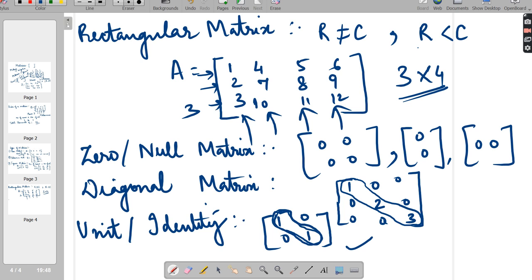So this was an introduction to matrices. In the next session, we'll see how to have mathematical operations on a given matrix and few other operations as well.